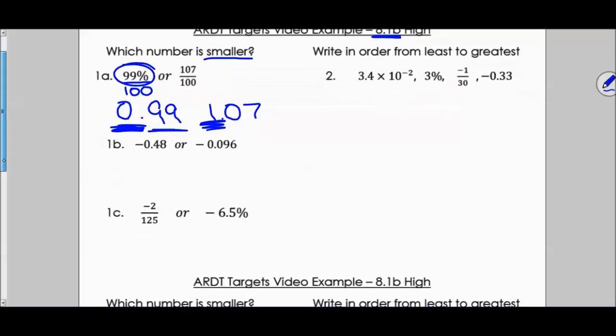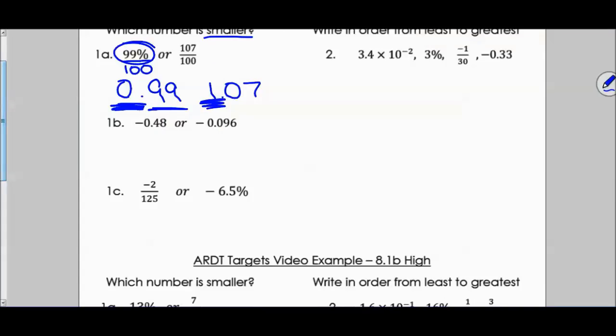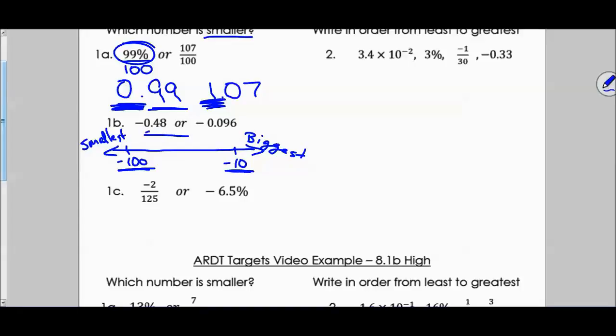Alright, on the next one, now we have 2 negative numbers. The tricky part about negative numbers is really thinking about it on a number line. The biggest negative, negative 100, is the smallest number, let's say that's compared to negative 10. The biggest numbers on a number line are always on the right. The smallest numbers are always on the left. So when we picture this on a number line, the biggest negative, negative 100 compared to negative 10, is actually the smallest number. That's the farthest to the left.